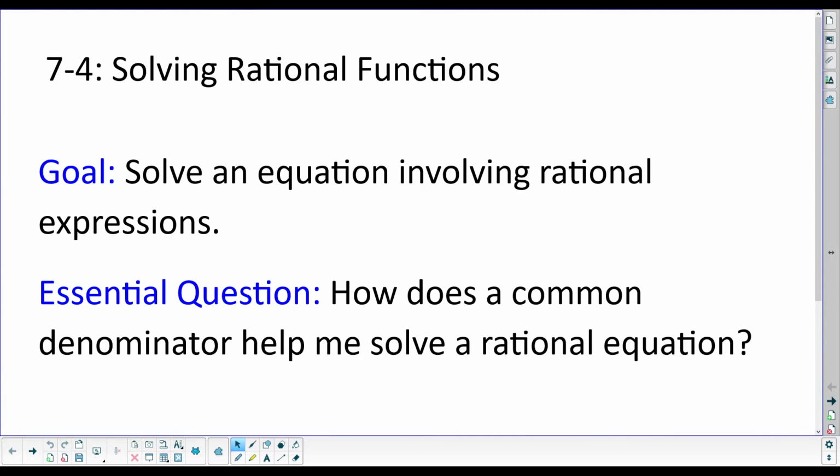Hey everyone, this is Unit 7 in Algebra 2. We're talking about rational functions, rational expressions.